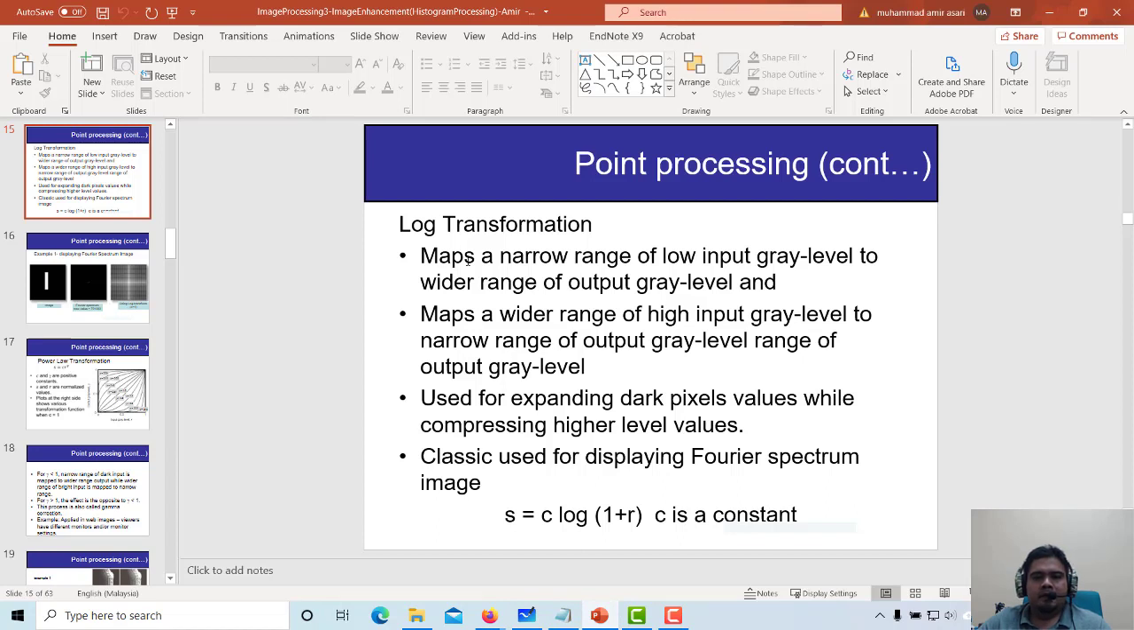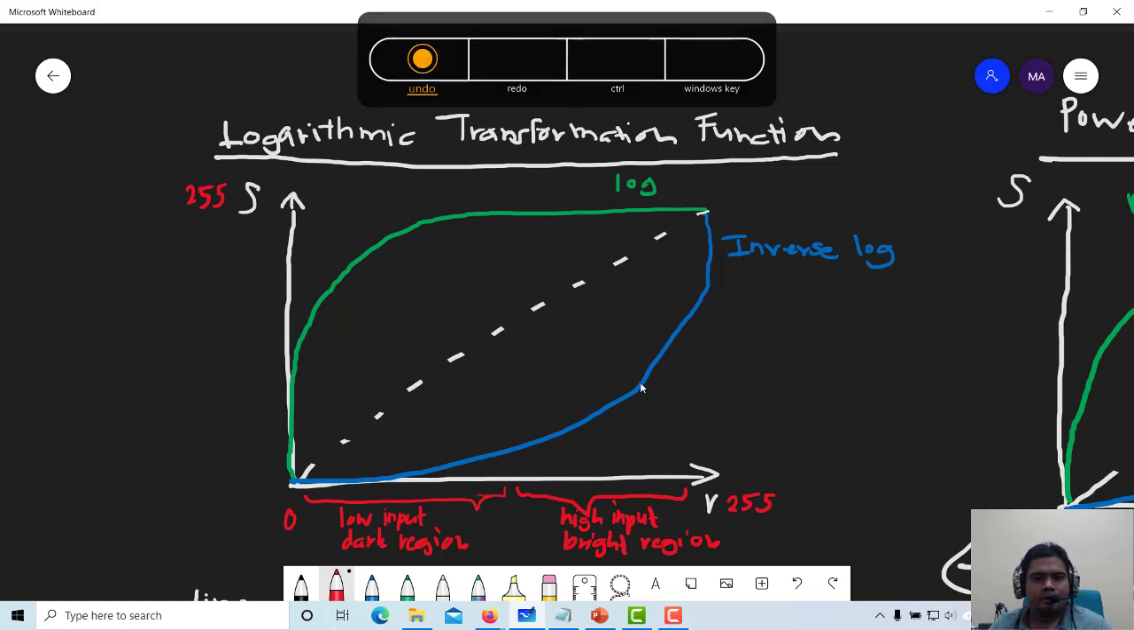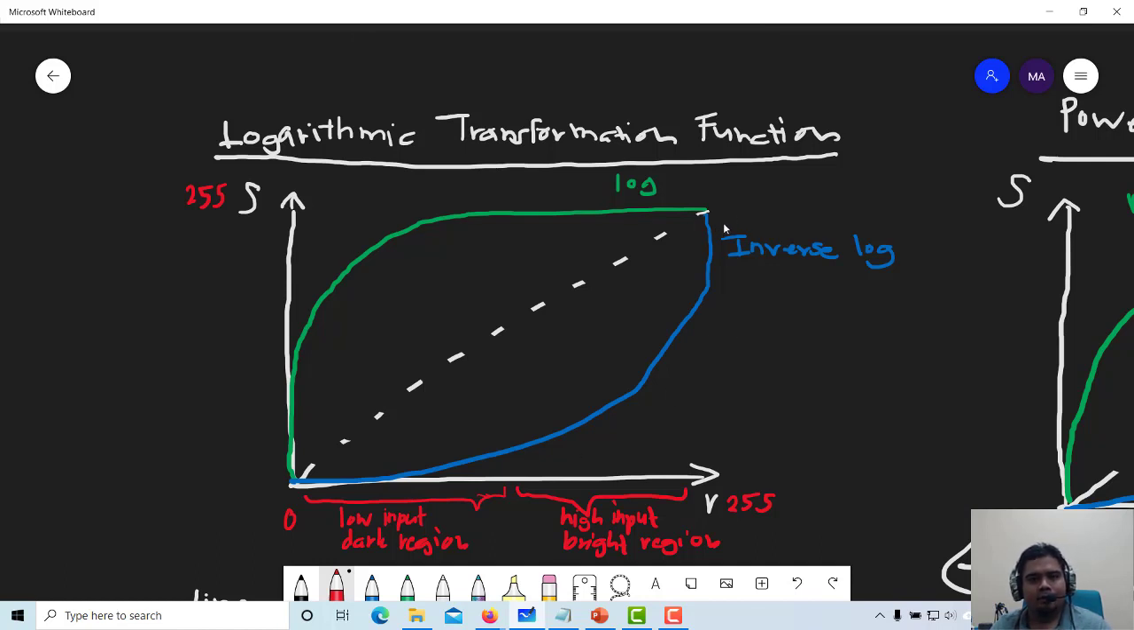The log transformation function will map the narrow range of input gray level to the wider range. Why do they say that? If we talk about the low input, it belongs to this part. So let's say I put a narrow range there. What is the meaning of narrow range in that statement? You just put any narrow range. Log is your green line; this one is the inverse log. I put some narrow range, this one, it's very narrow.